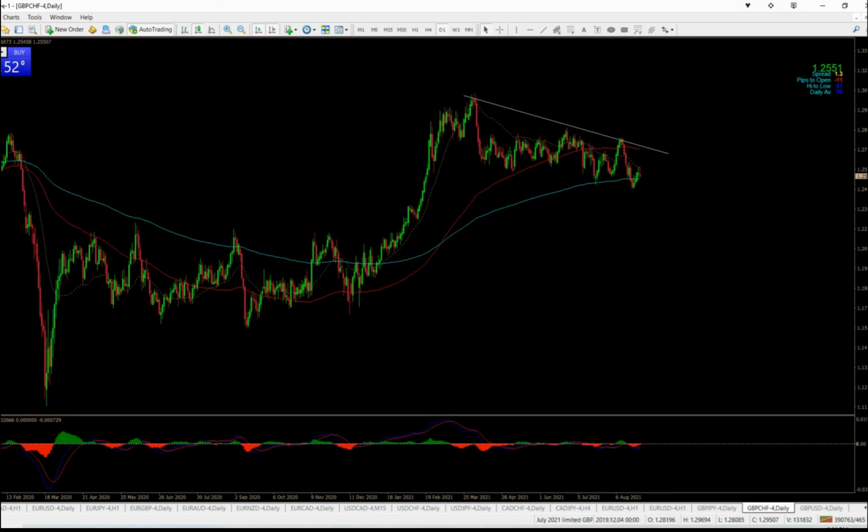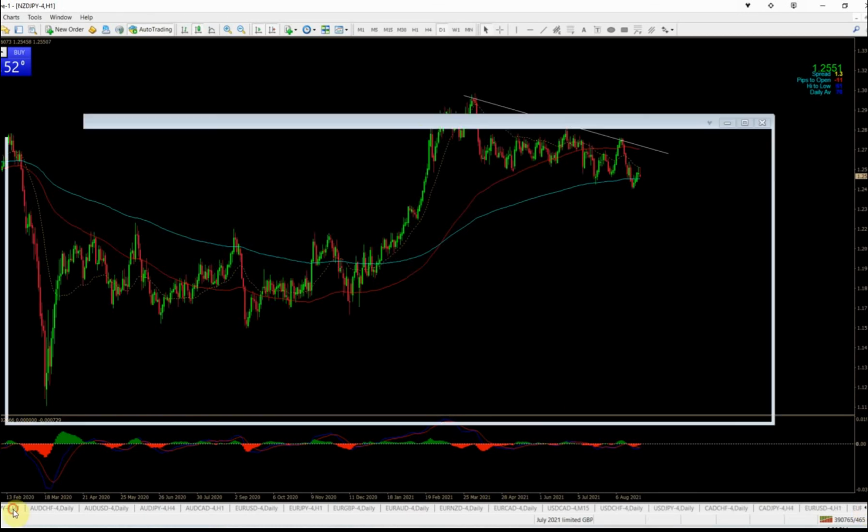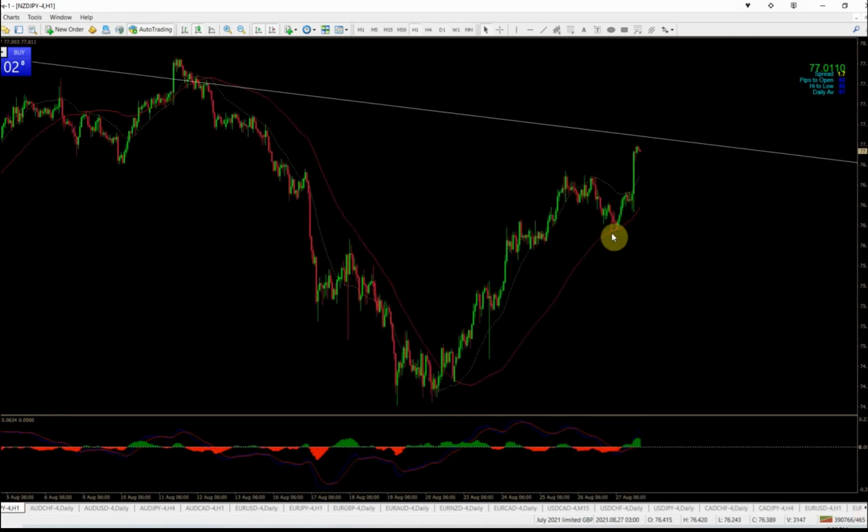So let's say, back to that Kiwi yen, let's say you were long on this right now. Let's say you've been long from wherever, anywhere in here. It's getting up here. This is probably an area where I'd be looking to exit. Anywhere, actually, anywhere from here to here now.